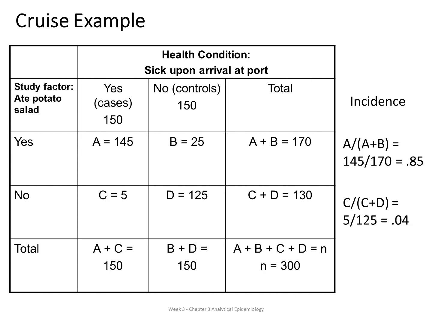So here's our chart again using our cruise example. So you see the columns identify whether an individual is a case or a control. And so in that instance, the cases are those that were sick upon arrival at port, and the controls were the people on the cruise that were not sick. On the side, we have our study factor, which is those who ate potato salad and those who didn't. So once you put all the correct numbers in the boxes, you can calculate the incident rate, which is seen on the far right. As you can see, the incidence rate among those who ate the potato salad and got sick is much higher than those who didn't.